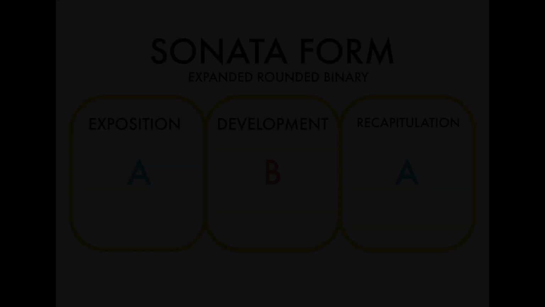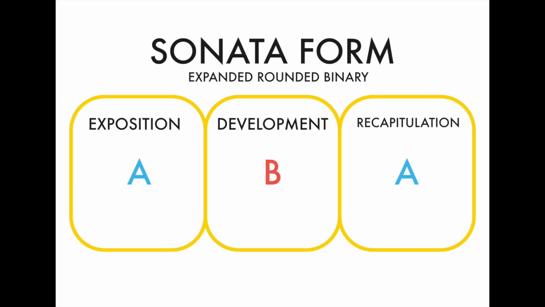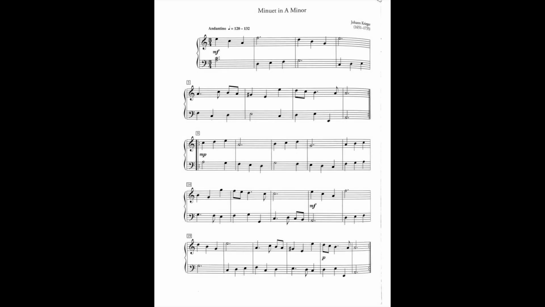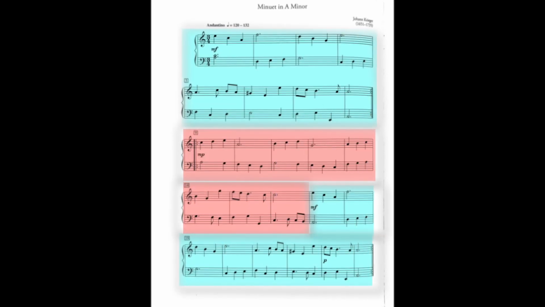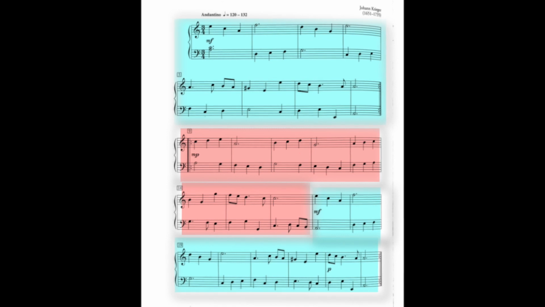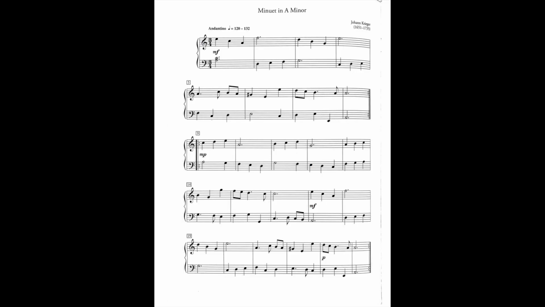All right, rounded binary is our next form. This is one of the most beloved and used forms. Sonata form is actually a more complex version of rounded binary, so understanding the simplified version is going to aid you in understanding sonata form in the next level. Rounded binary can often be confused with ternary form because section A is going to return at the end. So I'm going to start by explaining rounded binary, and then when we hit ternary form later, I'm going to discuss the differences there.